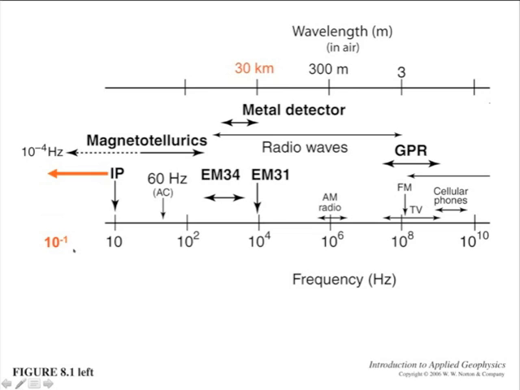Here's 10 hertz, right? 10 to the second hertz, that's 100 hertz. 10 to the fourth, 10,000. 10 to the sixth, that's a million hertz or megahertz, right? 10 to the eighth, 10 to the tenth, and right in the middle would be 10 to the ninth, a billion hertz. That's a gigahertz, right?